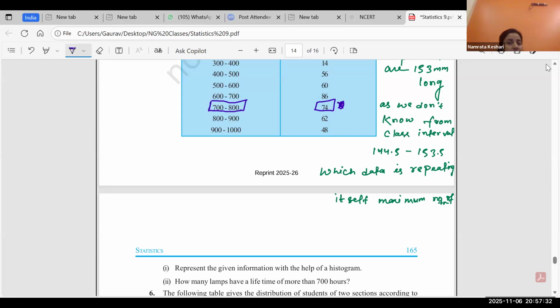Okay, we will be taking this particular interval, and we will be taking the next interval to calculate more than 700 lamps. So how many lamps are there which are more than 700? We can say it is 74 plus 62 plus 68, that is 204? Please check it.